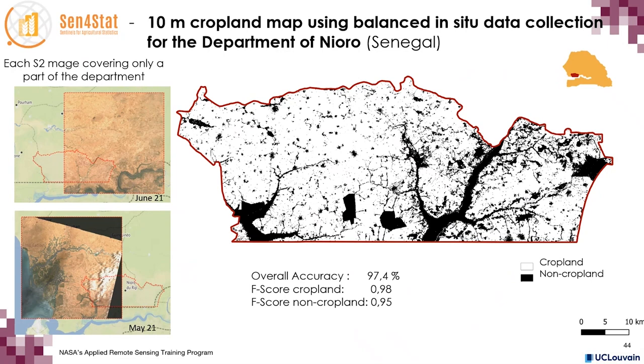On the left side, you can see that the different tiles coming from the Sentinel-2 are never covering the area completely, while our area is still very small. This is to show that even for a small area like a department, the Sen4Stat system can be quite relevant to be able to make use of all these satellite missions.